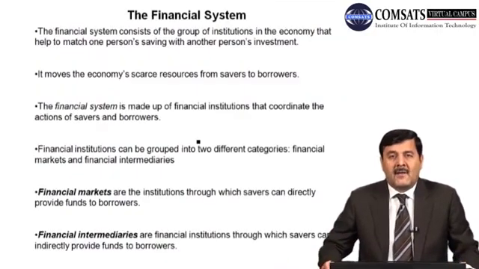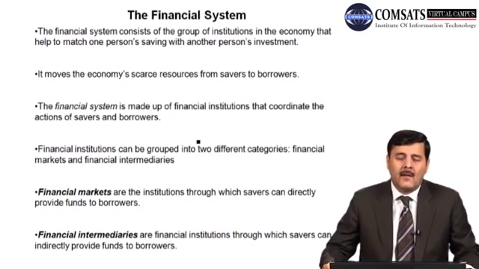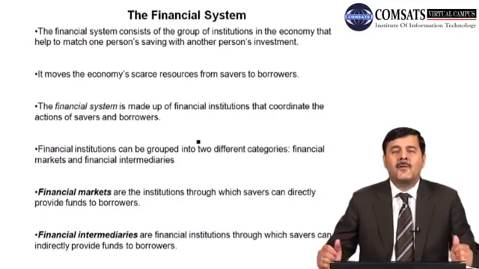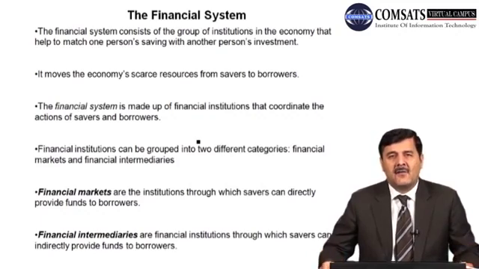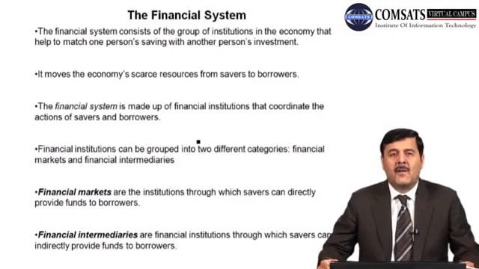तो सबसे पहले शुरू करते हैं फाइनेंशियल सिस्टम से. The financial system consists of the group of institutions in the economy that help to match one person's saving with another person's investment, right? So it is a group of institutions basically. जब भी कभी आप किसी कंट्री की फाइनेंशियल सिस्टम की बात करते हैं, तो it is a group of institutions in the economy that helps to match one person's saving with another person's investment.